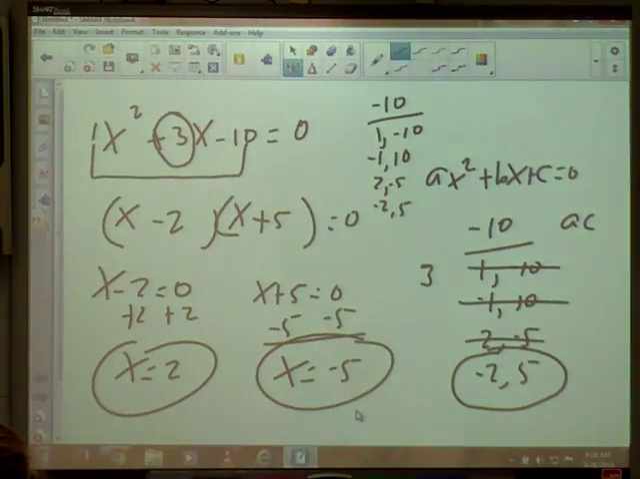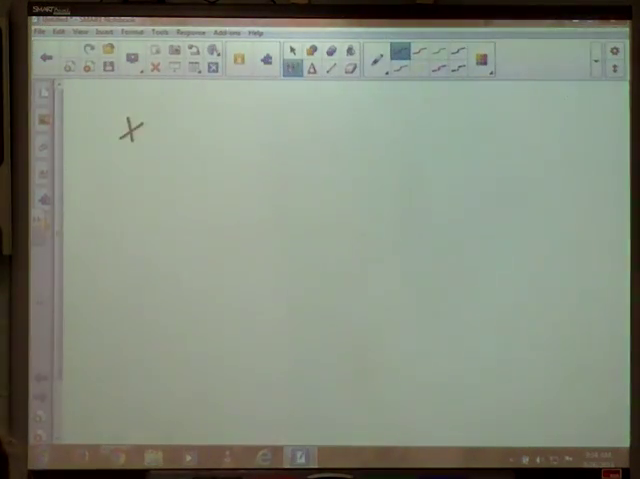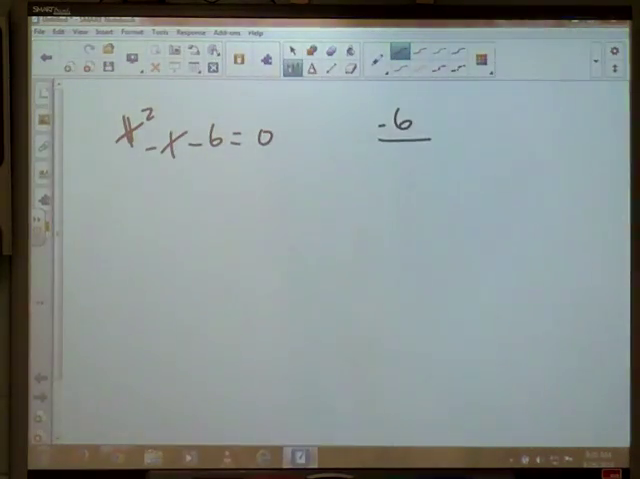All right, let's try another one. See if we can get it figured out. This one says x squared minus x minus 6 equals 0. All right, what is the A in our equation? 1. What is my C? Negative 6. So I'm going to do A times C, which is negative 6. Everybody okay? A times C is negative 6. I'm going to list my factors now of negative 6.